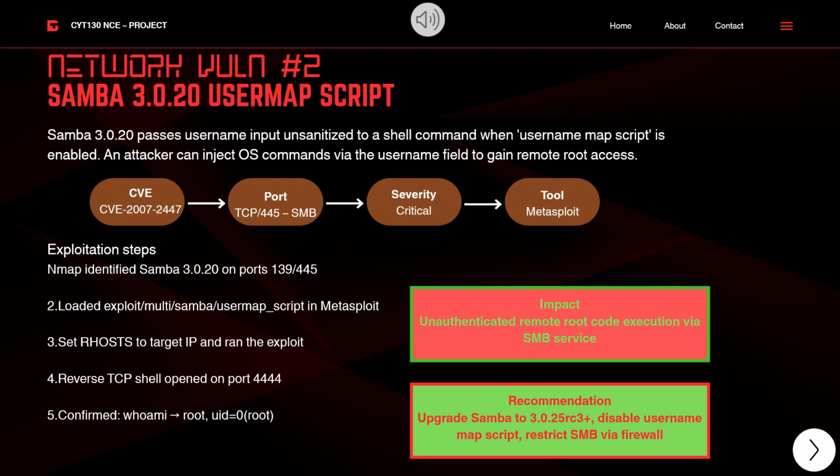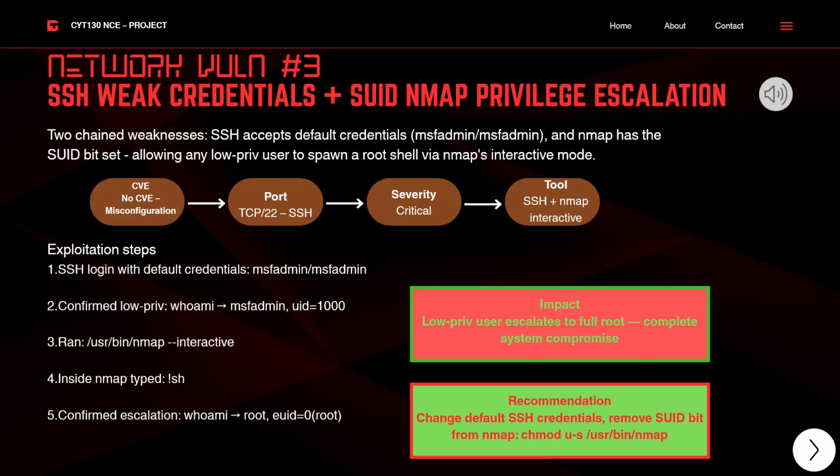We used Metasploit's usermap_script module, and after running it, we received a reverse root shell confirmed by whoami returning root and UID equal to 0. The impact is full unauthenticated remote root access. The fix is to upgrade Samba immediately and disable the username map script option.